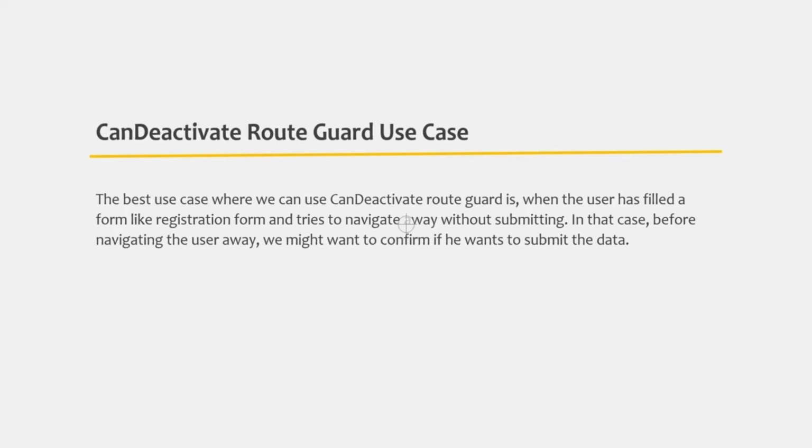So instead of navigating the user right away, we will get a confirmation from the user whether he really wants to navigate away from that route. If he chooses to navigate away, then we will navigate the user away from that route. Otherwise, we will keep the user in the same route. Let's understand the CanDeactivate route guard with an example.